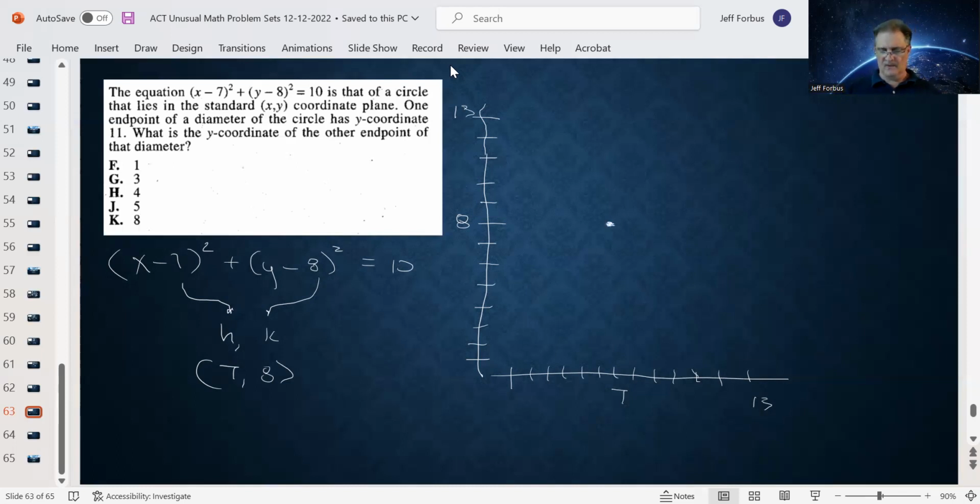There's the center of our circle. So that's going to be our 7, 8. That's our point, center of the circle. Okay. It tells us that one endpoint of a diameter of the circle has a y-coordinate of 11. All right, so let's count from 8 all the way up to 11. 8, 9, 10, 11. We'll come over, and 11 is right about here in this point. So our circle has an endpoint right there at 11.